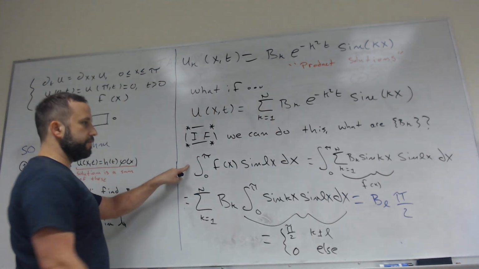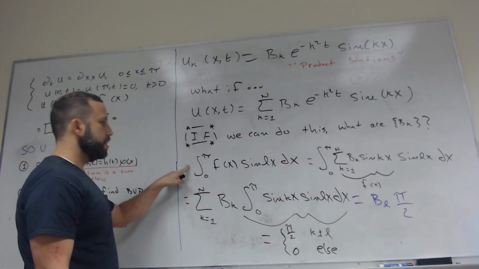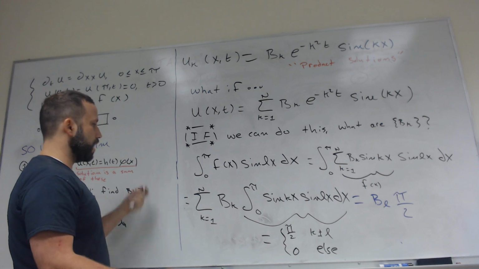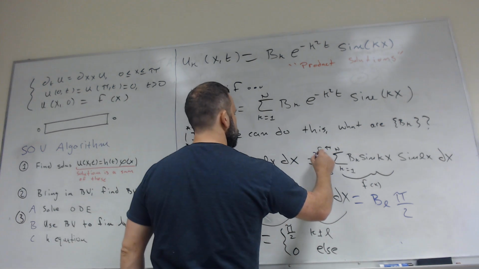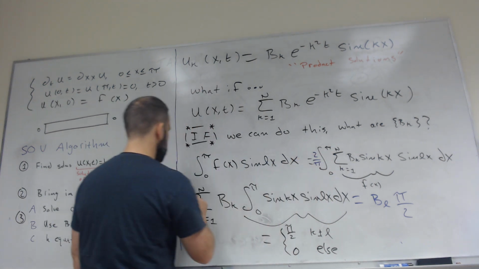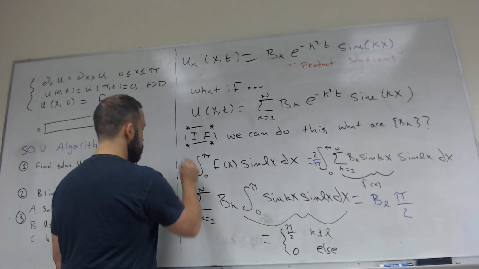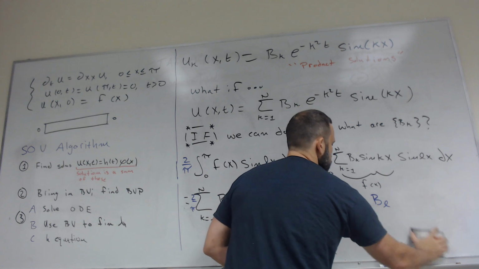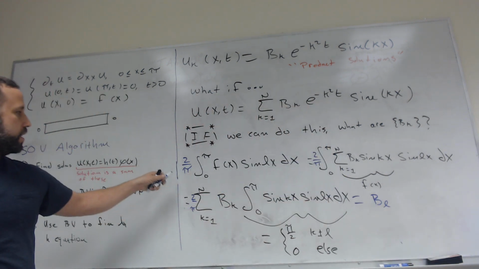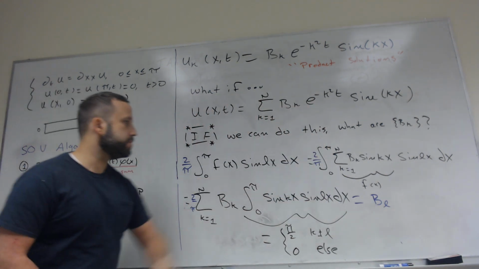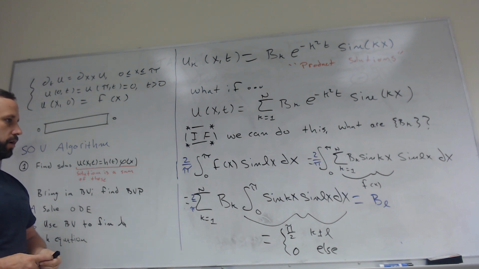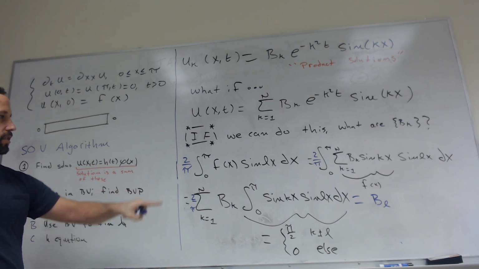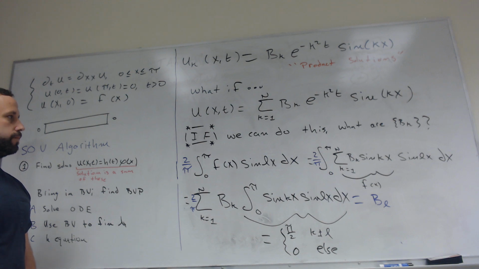So I have this on the left-hand side, this on the right-hand side. If I multiply everything by 2 over pi, I'm going to have 2 over pi here, 2 over pi here, 2 over pi here. And of course, this 2 over pi goes away. And so BL is equal to 2 over pi times this integral here. Okay, so copy this down. BL is equal to 2 over pi times this integral.